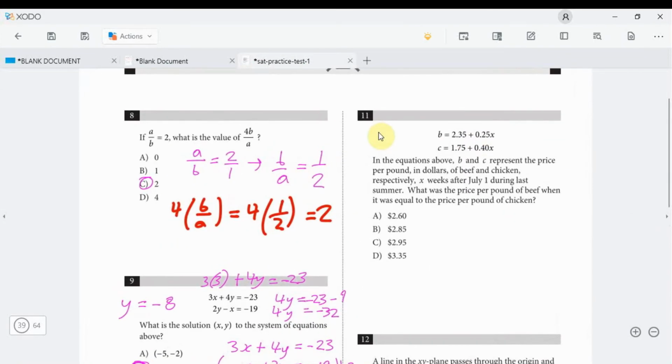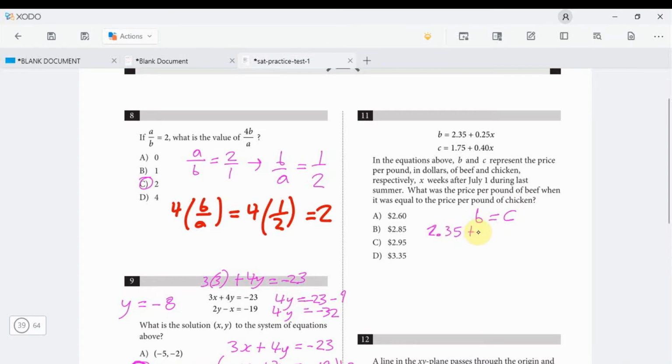Question 11 says, in the equations above, B and C represent the price per pound in dollars of beef and chicken, x weeks after July 1, in the last week of summer. What was the price per pound of beef when it was equal to the price per pound of chicken? So when was the beef price equal to the chicken price? Now that's crazy because we know that beef is usually more expensive than chicken.